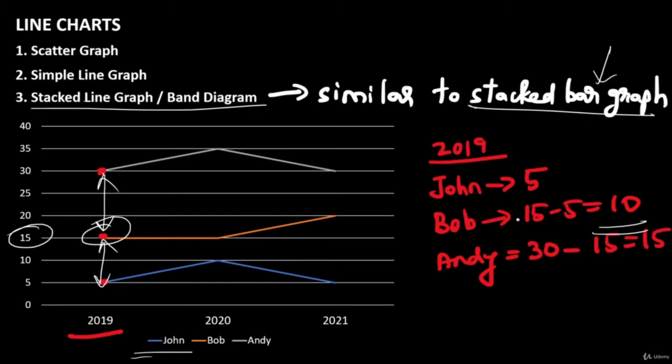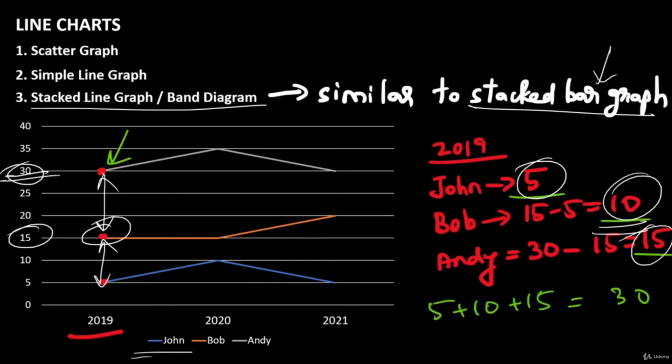All right. So again, when you add these together, you will get to this point over here, which is 30. So 5 plus 10 plus 15 is equal to 30. So this is what we call a stacked line graph or a band diagram, right? So one on top of the other. That's what you need to remember.